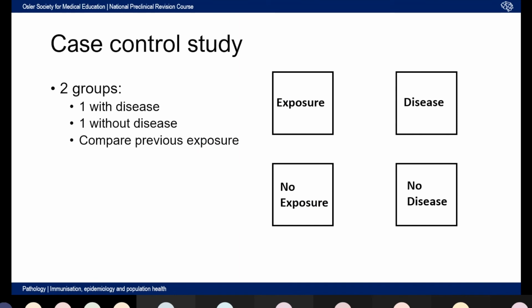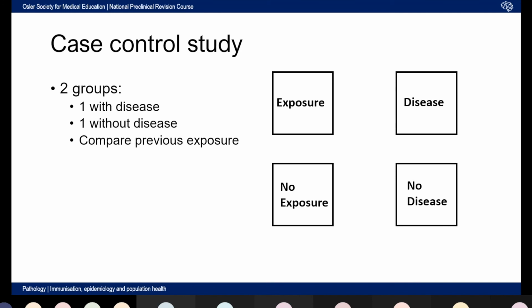Right, so a little bit of a change now. Just thinking about some techniques that you can use in epidemiology. One of the ones that you probably heard about is the case control study. This is when you get two groups, one who has the disease, one without the disease, and then you're going to compare previous exposure. So this is a retrospective study, and it's an observational study because you're not actually changing anything.